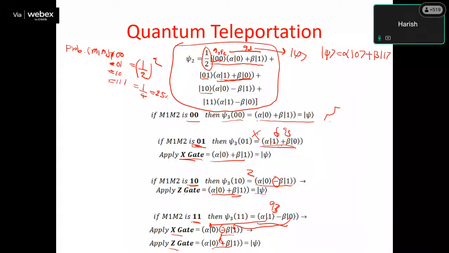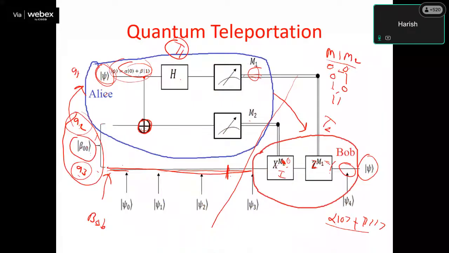So what we have seen during this derivation is that we observe psi2 as this, and on psi2, if we apply the measurement gate, m1 and m2, we may get 0 0, 0 1, 1 0, and 1 1 with 25% probability each. If both m1 and m2 are 0 0, then we did not apply any gate. We basically have psi on q3. The q3 qubit has become psi. If it is 0 1 or 1 0, then we need to apply the X or Z gate respectively. And if it is 1 1, then we need to apply both X and Z gates. Then it will convert that q3 into the psi state.